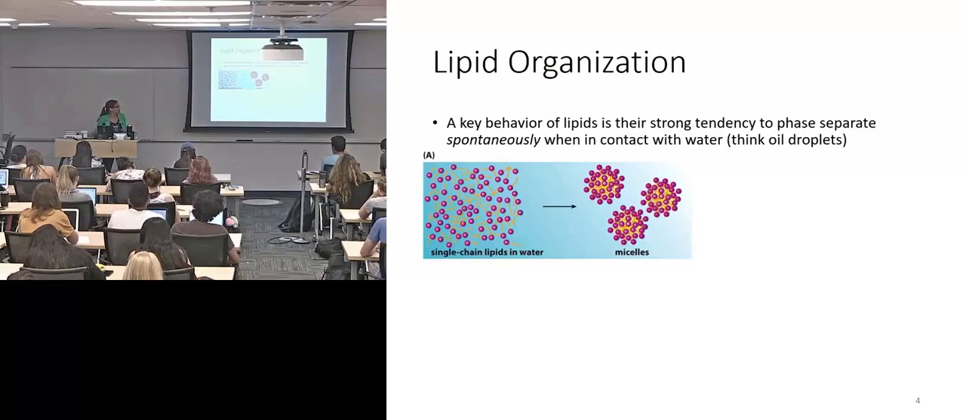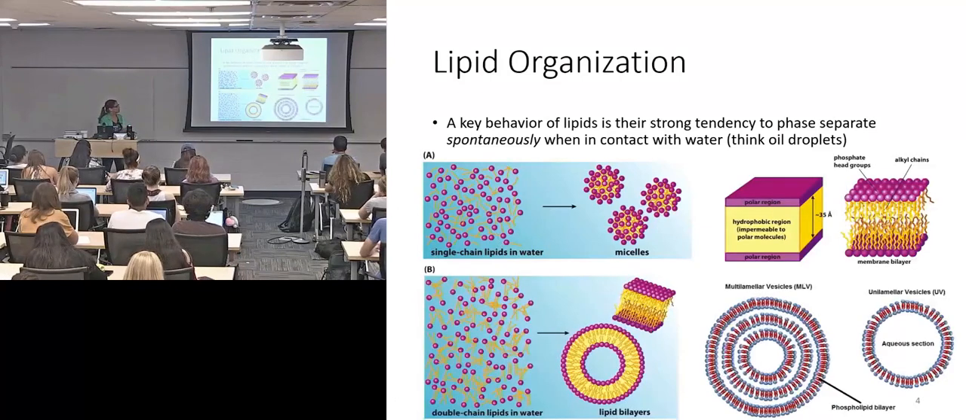We have our polar head groups, single chains here, and at some critical concentration, there's some low concentration where they can stay in solution. Once you surpass that, they're going to spontaneously form themselves into micelles. When you have double chain lipids, you're generally going to get structures more like bilayers or vesicles or liposomes. Liposome and vesicle I'm using interchangeably. And the key difference here is size.